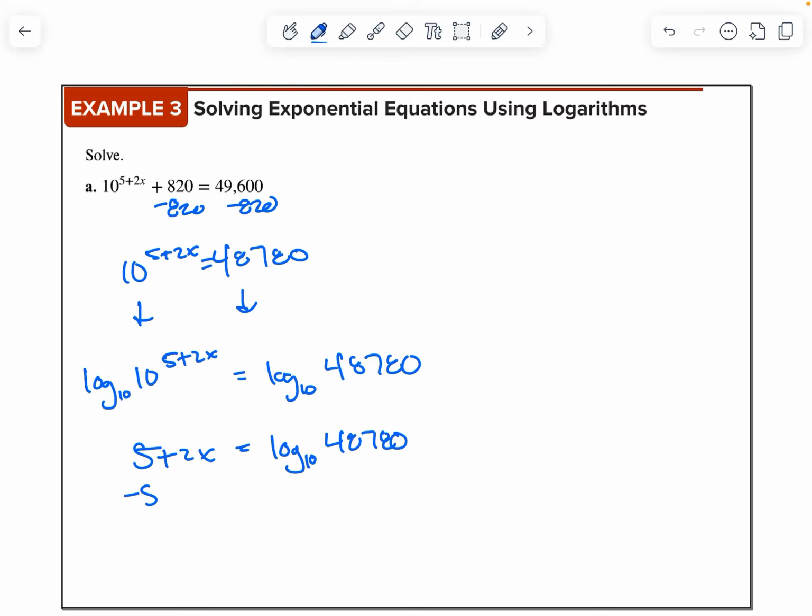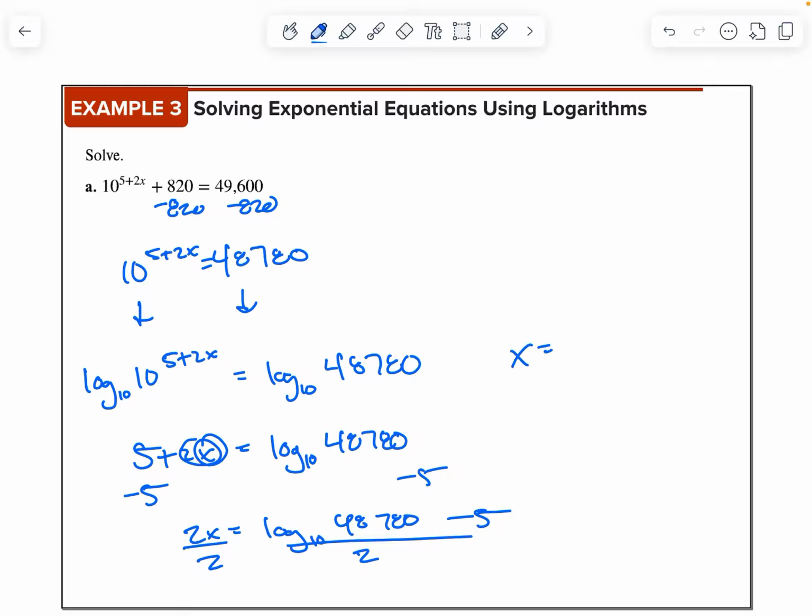If I wanted to type it in my calculator and get an estimated value here, I could, but I'm going to leave it. Subtract the 5, so we want to get x by itself, right? If we subtract the 5, that's one step closer. Log base 10 of 48,780 minus 5. We can't combine those. They're not like terms. The 5 is not inside of a logarithm. We can't combine them. The last thing we can do is divide both sides by 2.